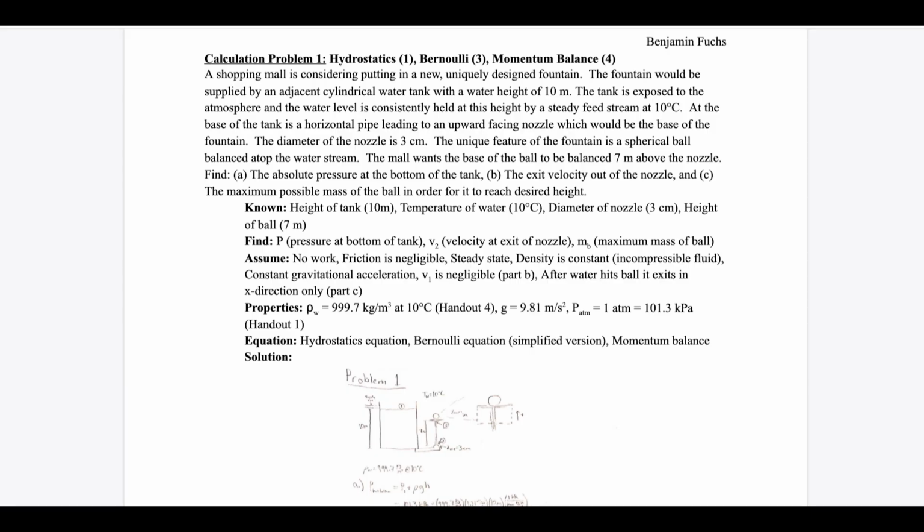I will be explaining the calculation problems of Ben Fuchs. For this first calculation problem, I would solve it the same way as Ben, so I will explain the problem with his solution. This calculation problem covers topics 1, 3, and 4, which include hydrostatics, Bernoulli, and momentum balance.